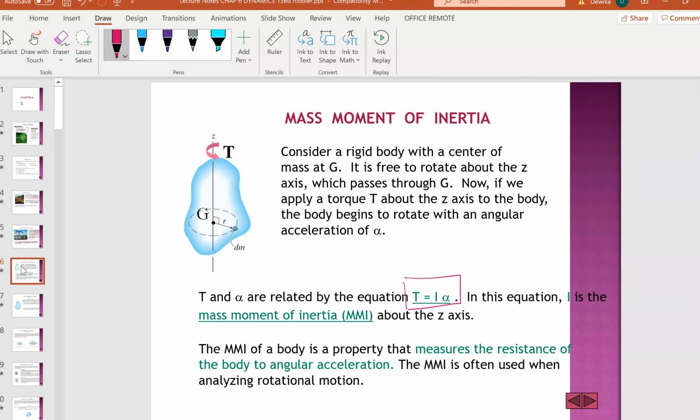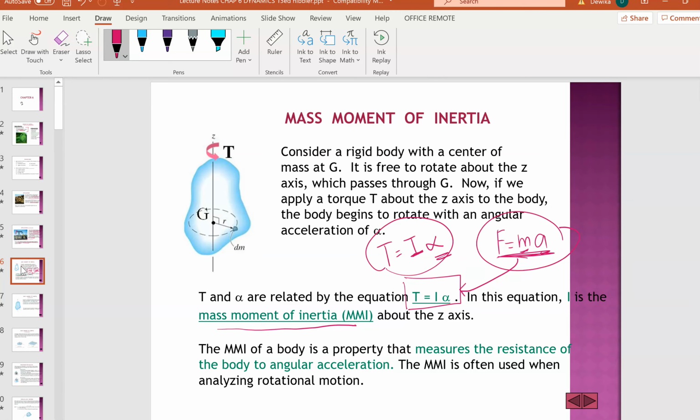Let me try to make this simple. In linear movement, we have F equals ma. What is m? It's the mass. What is a? It's the linear acceleration. But for rotation, we can't use this equation, because it's not valid, it's for linear. Similar to this, not the same, we have T equals I alpha. Alpha is the rotational acceleration, and I is the mass moment of inertia. So you get the relationship now: this is for linear, this is for rotational.